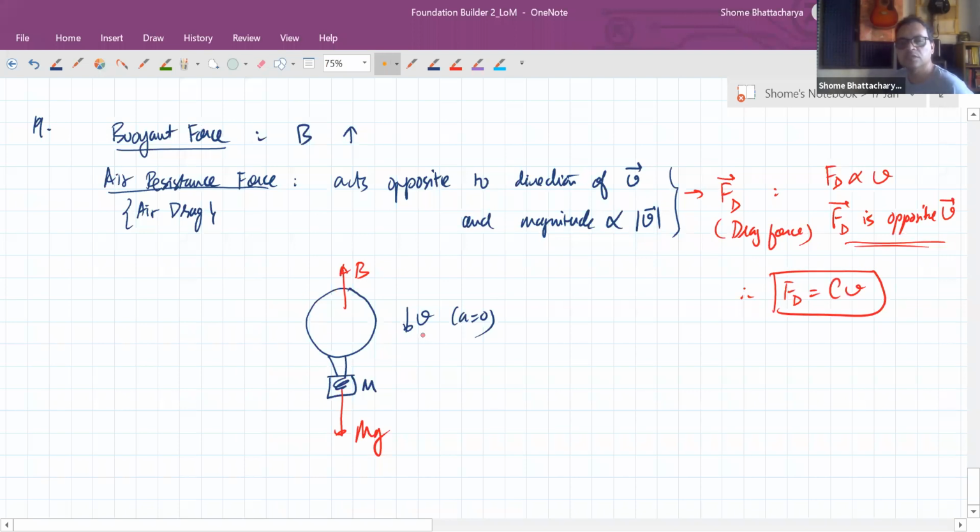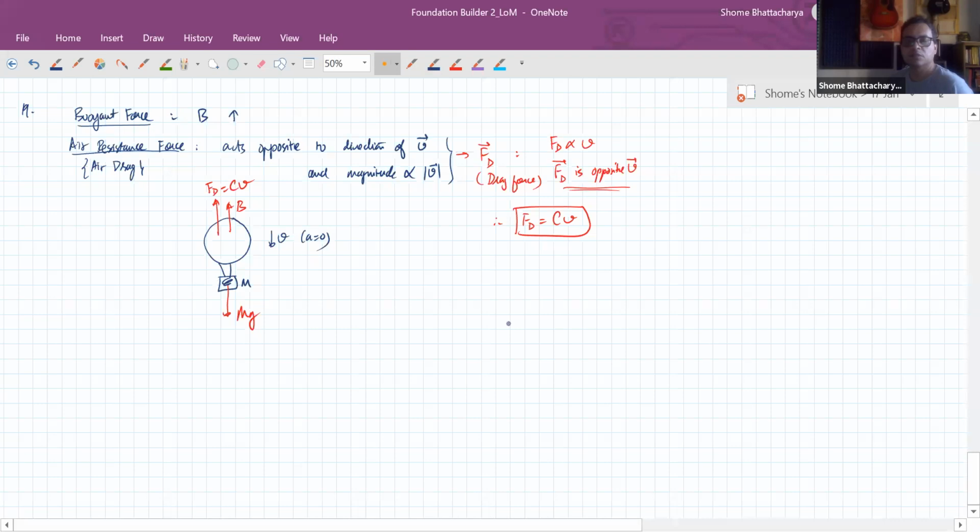In this case, the velocity is downward, so the drag force will be in which direction? It will be upwards, and its magnitude will be some constant times that V. V and FD are in opposite directions. Now, in the second scenario, you're removing some mass from this. So let's say in the second case, some delta M mass is removed from the load M. Okay, so you remove it.